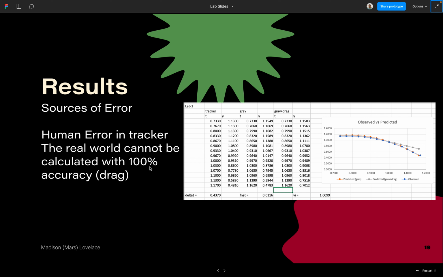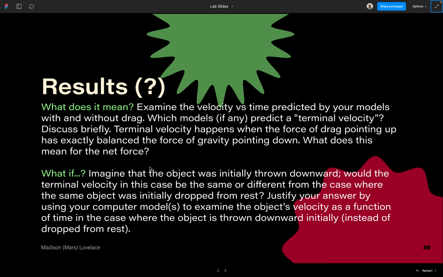So a source of error definitely could have come from my human error in Tracker, and the real world cannot be calculated with 100% accuracy. So that drag value could have been a bit different, or the equation we use couldn't have been exactly right, because it's really hard to calculate the force of air, especially on an object that, since this was a ball of paper, has a bunch of nooks and crannies that the air can get trapped in and create more of an effect.